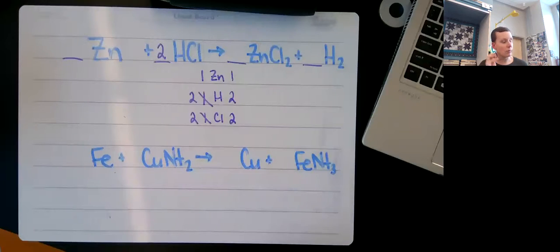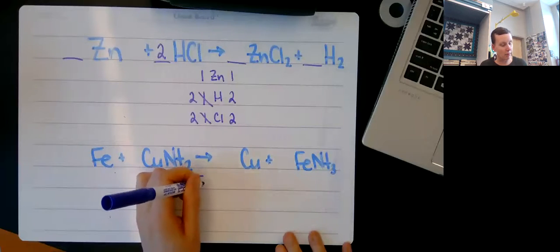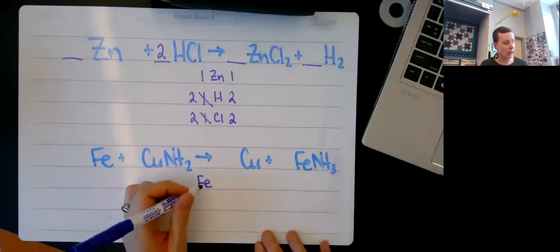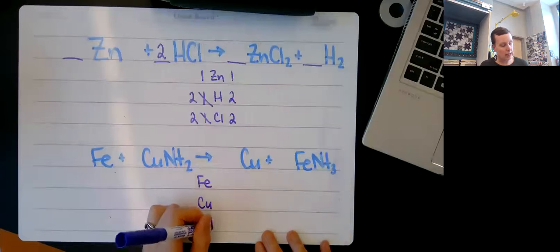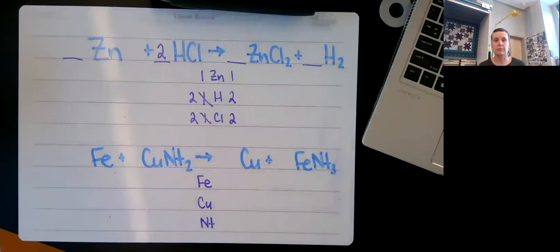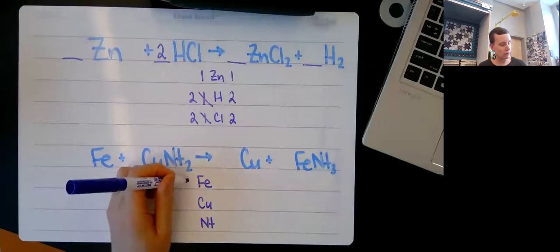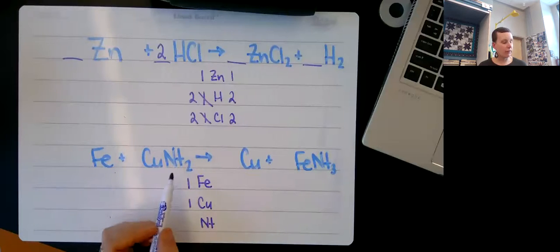So if we look at this, we have iron, copper, and nitrate that we have to balance. So I'm going to go ahead and write those again. I'm going to write them underneath the arrow so that I don't have to write them twice. So iron, copper, and NT to represent nitrate. All right, on this side of the arrow, I have 1 iron, I have 1 copper, and I have 2 nitrates. So 2 only applies to what it's written right next to. Okay.